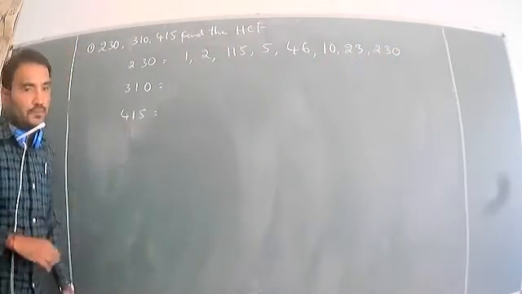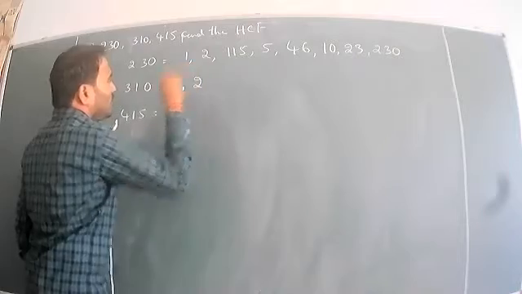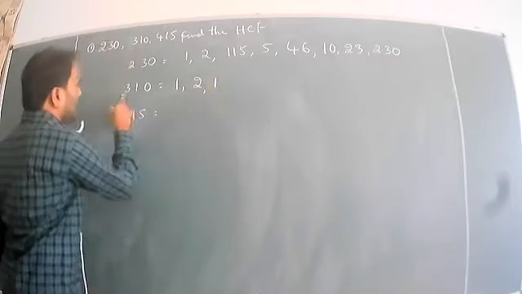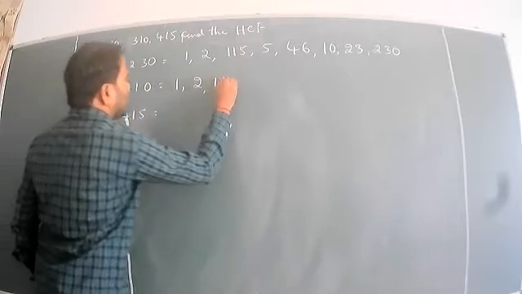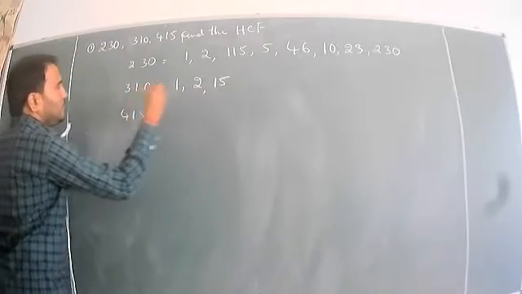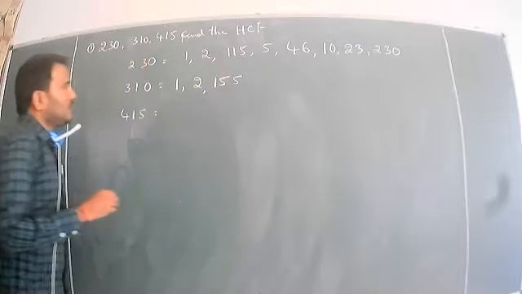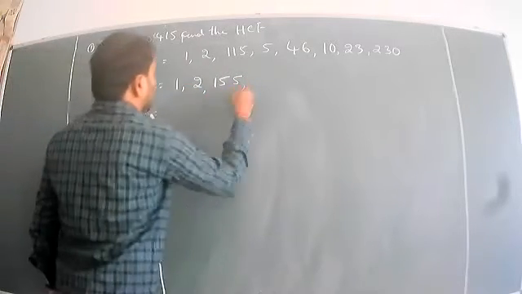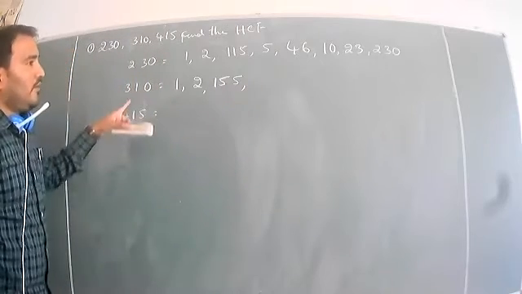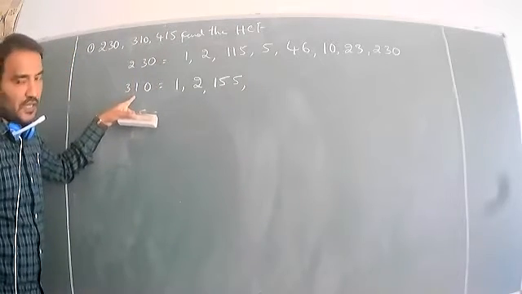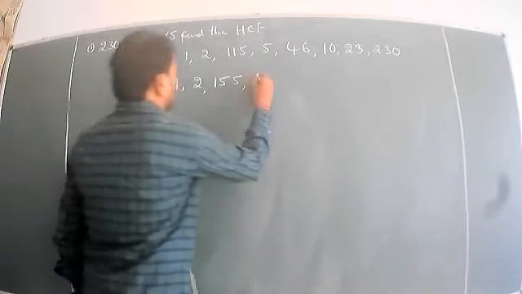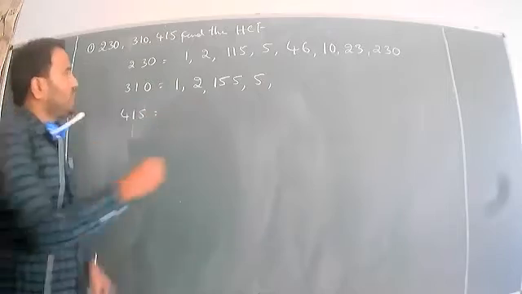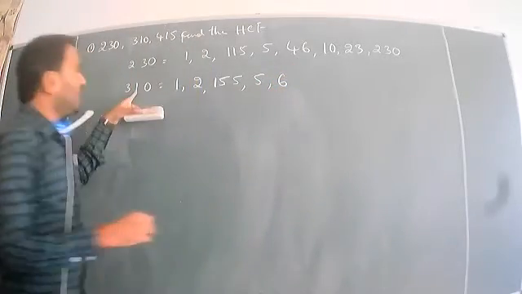Next 310. 1, 2: 2 1s are 2, 1 remaining, 2 5s are 10, 2 155s are 310. Next 4, no. 3: 3 plus 1 is 4, 3 cannot divide it. 5 can divide it. Yes: 5 6s are 30, 1 remaining, 5 2s are 10.